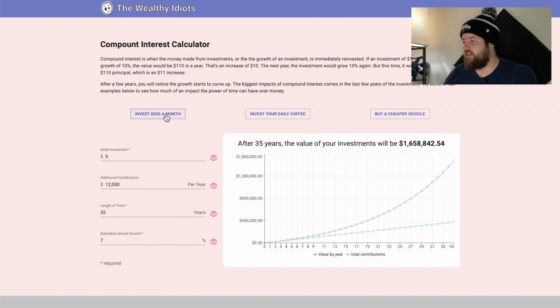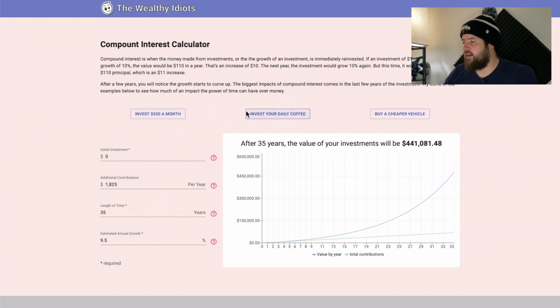We tossed in a few test values here for you. So how much would you get if you invested $500 a month with a return of like 9.5%? You'd get $1.4 million over a 35-year time frame. How much if you invested your daily coffee, right? If you got a $5 coffee every day, and instead of buying that, you invested that money, you'd have $441,000 in 35 years.